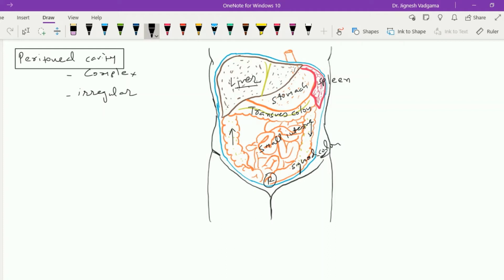With the development and the rotation of the GI tract in the abdominal cavity and the complex arrangement of the viscera, the peritoneal cavity becomes more and more complex, and this peritoneal cavity is converted into two sacs. One is the larger one, that's why it is called the greater sac, and the other one is the smaller one, that is called the lesser sac. Both these sacs are interconnected with each other with one foramen. That foramen is called the foramen of Winslow, or it is also called the epiploic foramen.